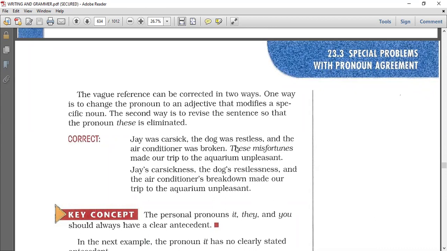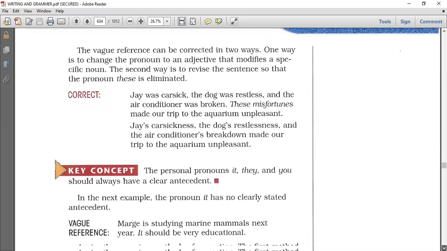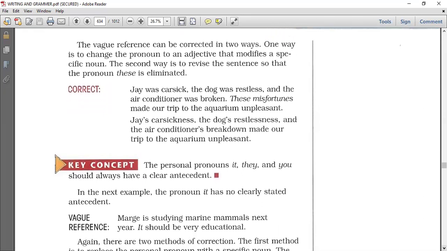This is a specific way to correct the mistake here or the vague here. By making the pronoun an adjective, these misfortunes, by putting a noun after the pronoun, okay? These misfortunes. Misfortunes is a noun, and these here plays the role of an adjective, but it's clear now. These what? These misfortunes. In the second sentence, we do what? We revise the sentence or delete the pronoun. Jay's car sickness. So we made this the first sentence or clause like this. Jay's sickness and the dog's restlessness and the air conditioner's breakdown. These three things made, we deleted the pronoun these, made our trip to the aquarium unpleasant. But we know exactly what made the trip to the aquarium unpleasant. It's these three things combined together.